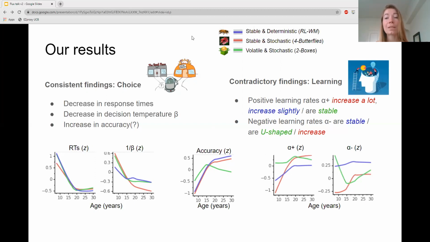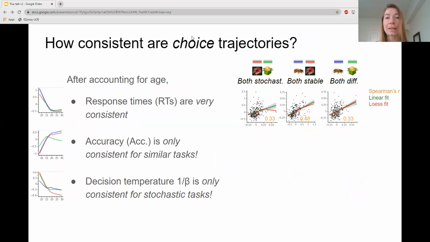And because all of this is in the same participants, we know that the inconsistencies are not caused by differences in samples or labs. The same participants can literally show different learning rates in different tasks. And because we have the same measures in all participants, we can now quantify how similar or different they really are. So this is what we did next.